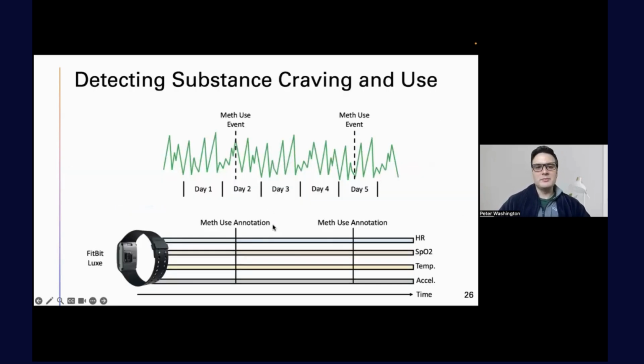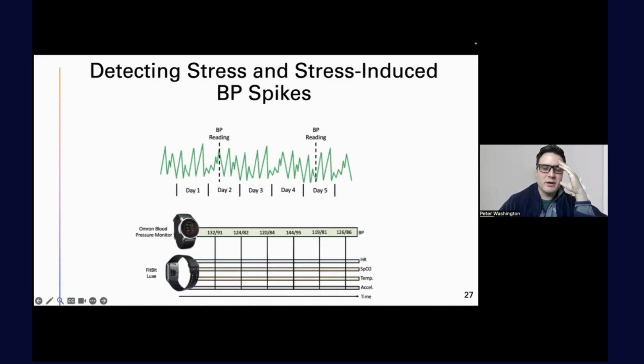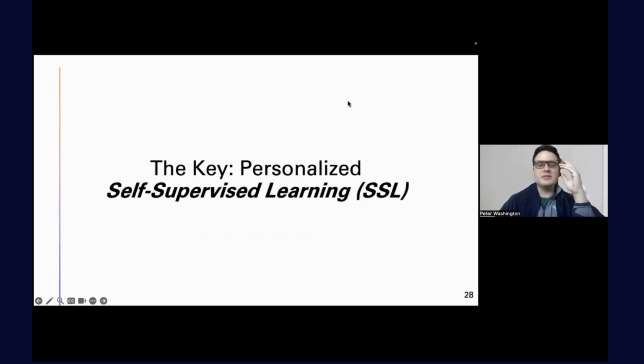And so we have a project at UH on doing this for substance use. We have another one doing this on stress-induced blood pressure spikes. And the challenge in both of these and many other related areas is that it's hard to get enough labels for deep learning, right? We're not going to get like 10,000 labels from one person.